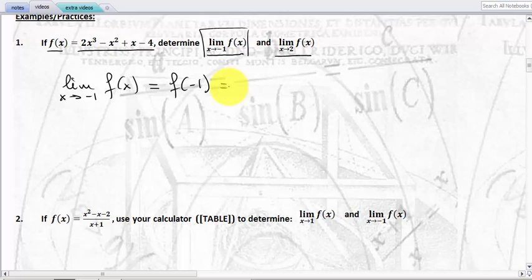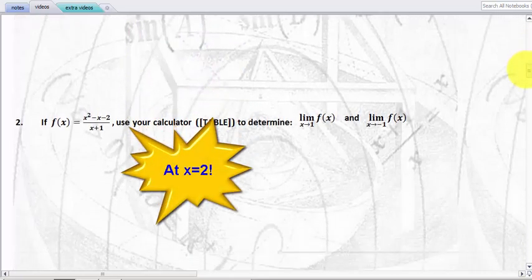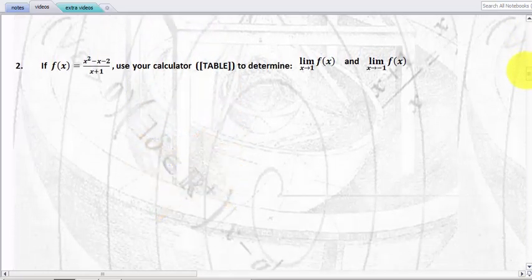And f of negative 1 is negative 1 cubed, which is negative 1, times 2 is negative 2, minus negative 1 squared, so minus 1. So negative 2 minus 1 is negative 3, negative 3 minus 1 is negative 4, negative 4 minus 4 is negative 8. Please do the same at 2. Okay, let's check out what's going on right here. I want the limit of f of x at 1.